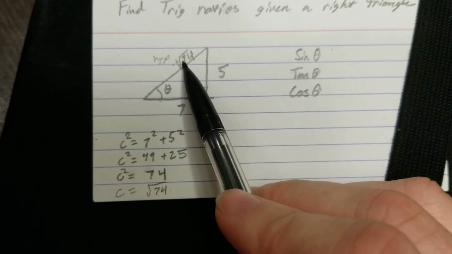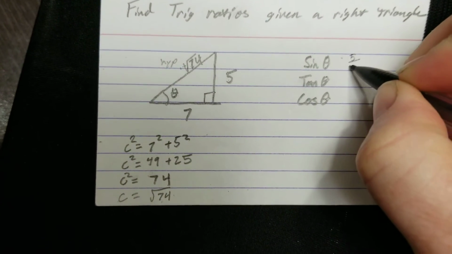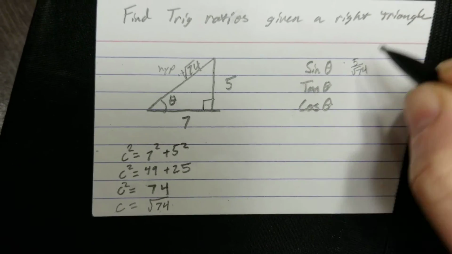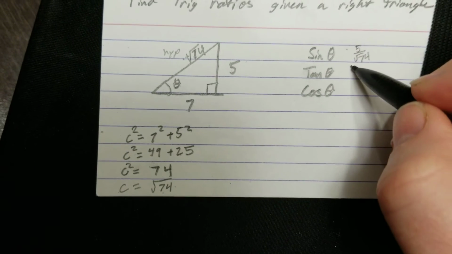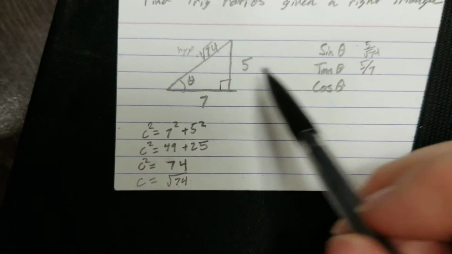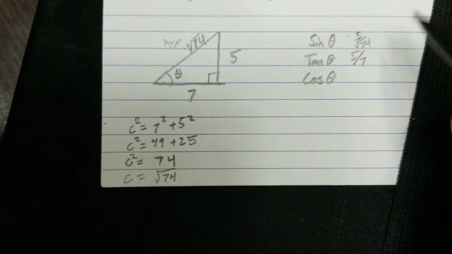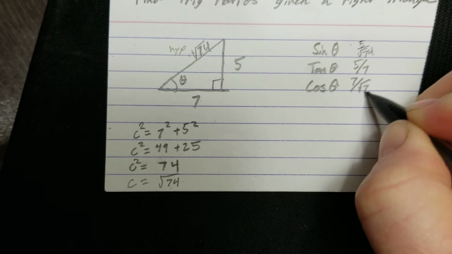Now, sine, this is my angle here. Sine is opposite over hypotenuse. So opposite is 5 over square root 74. A tangent is opposite over adjacent, 5 over 7. And cosine is adjacent over hypotenuse, 7 over square root 74.